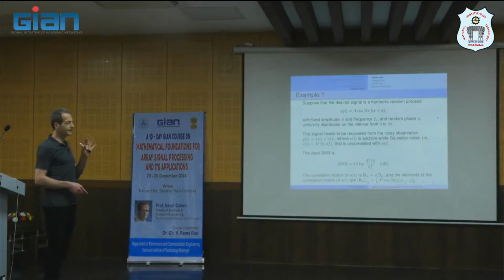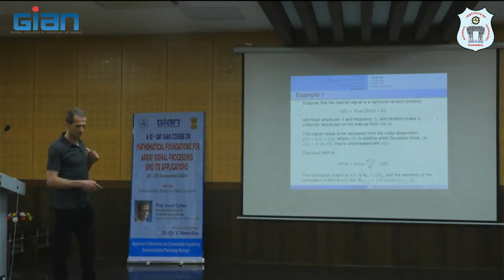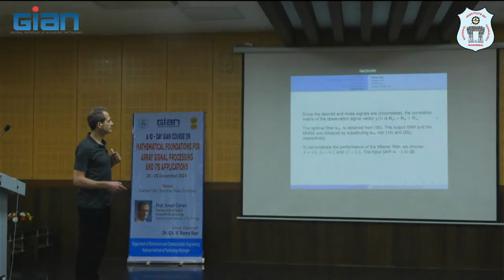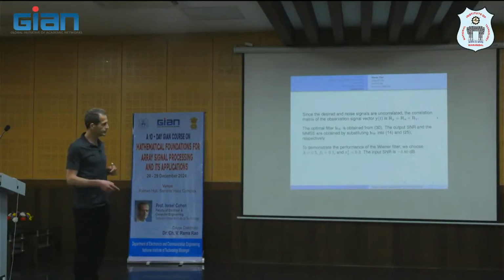You see, it's not that easy even for that very simple example. Okay. And so for this example, I take A equals to half, F0 equals to 0.1, which is less than the Nyquist frequency. And sigma v squared is 0.3. So the input SNR is minus 3.8 dB.